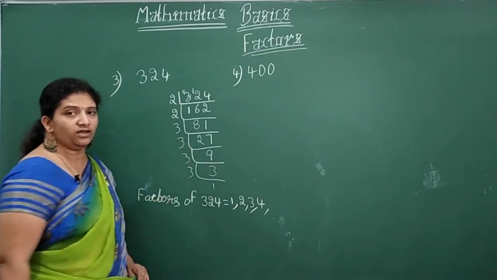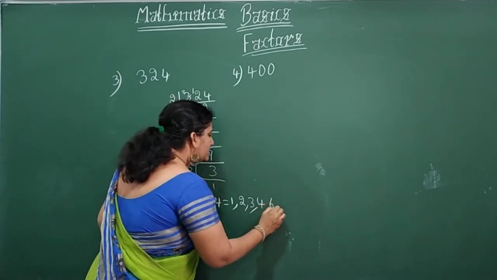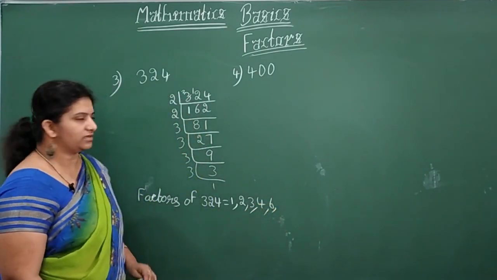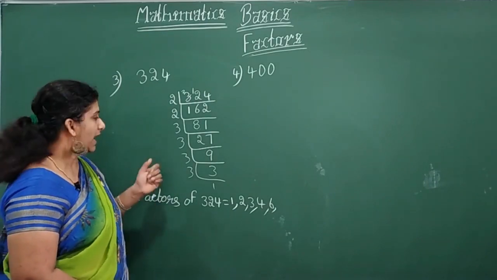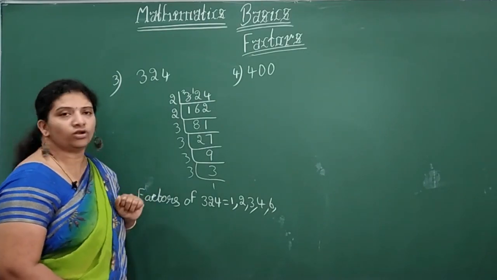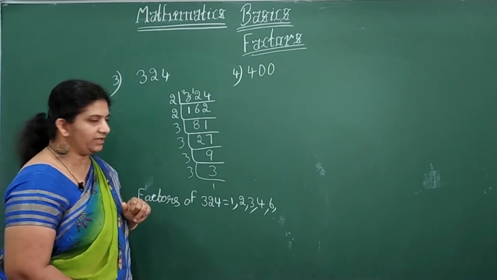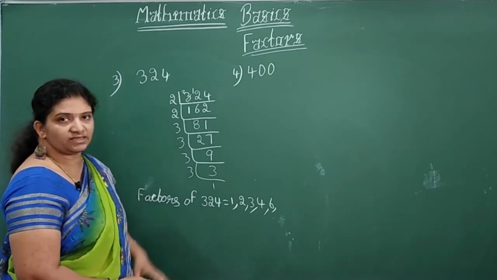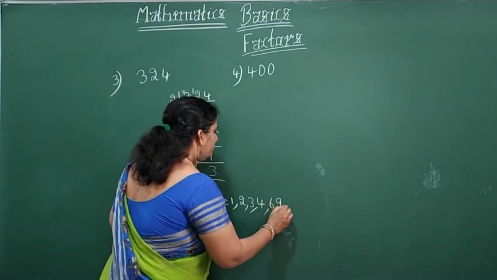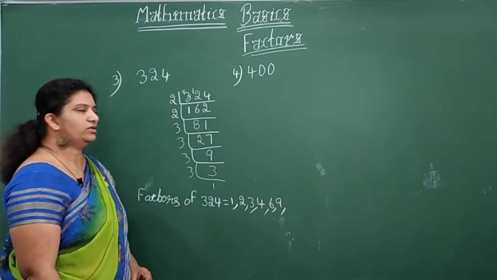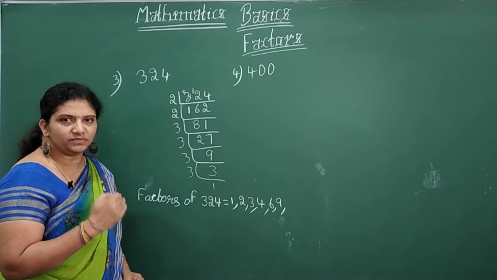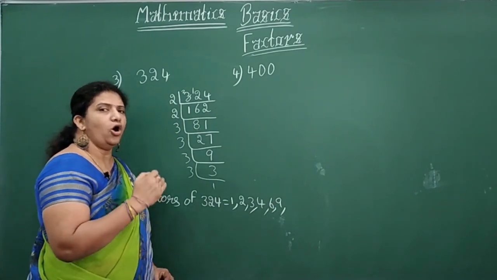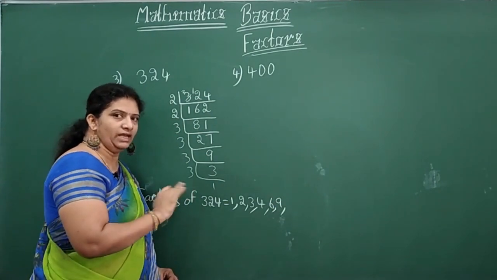Then 5, no 5. 6. 3 2s are 6. Like this we have to see factors, children. Then 7, there? Not there. 8. 2 2s are 4 only there. 8 we don't have. No 8. 9. Yes. 3 3s are 9. Then 10. No 10. 11. Like this we need to observe when we are writing all the factors for a number.